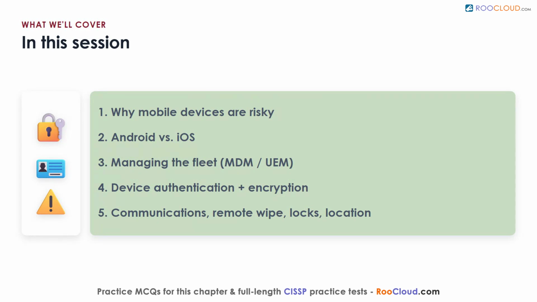Why are mobile devices such a security headache? What sets Android and iOS apart? How do you manage a whole fleet of them? How does a device prove who is holding it? Why does full device encryption matter? How do you protect calls and messages? What do you do when a device is lost? And how do screen locks, lockout, and location services help or hurt?